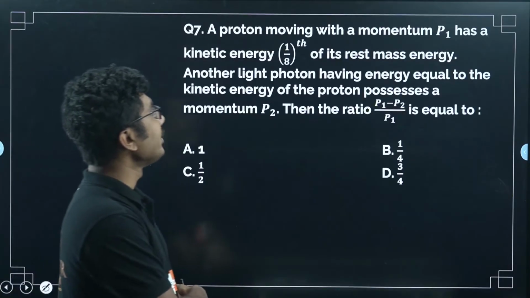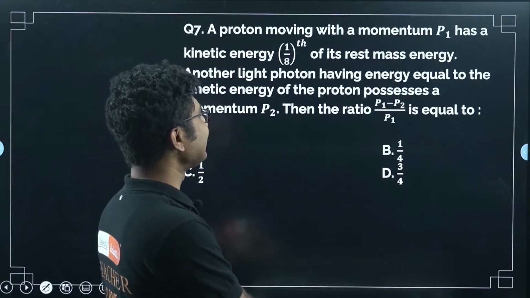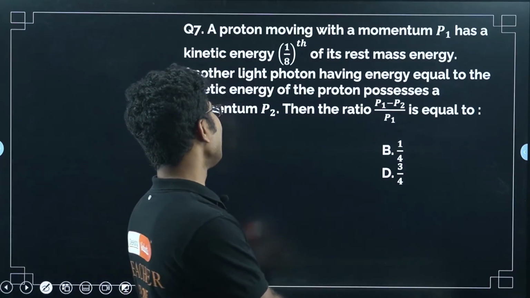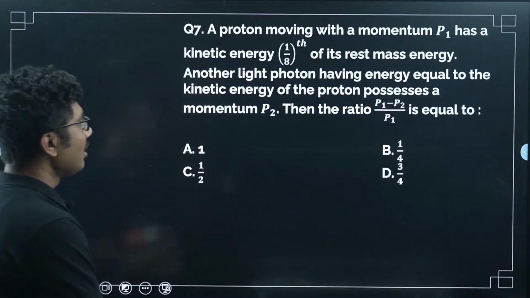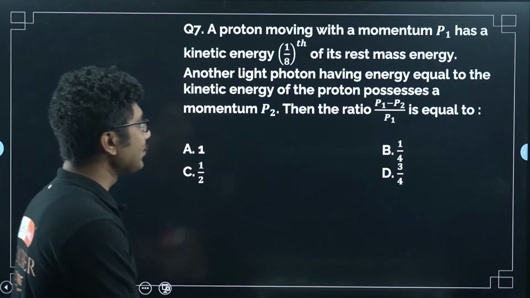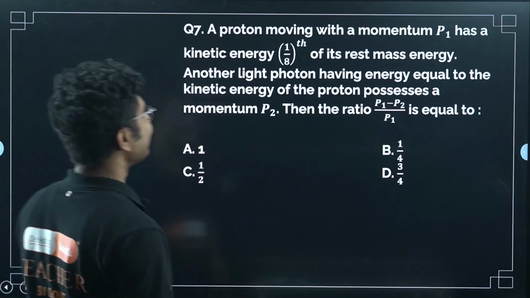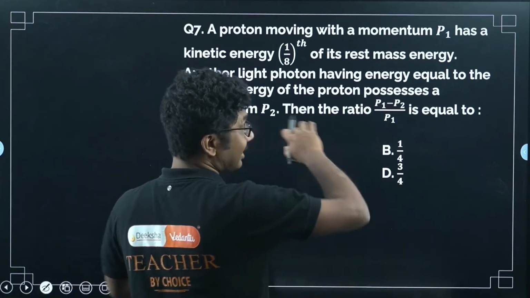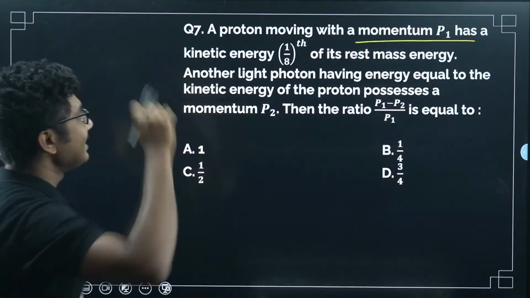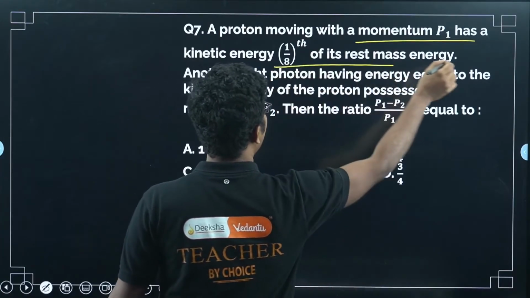A proton moving with a momentum P1 has a kinetic energy 1/8 of its rest mass energy. Another light photon having energy equal to the kinetic energy of the proton possesses a momentum P2. Then the ratio of P1 minus P2 by P1 is. So let us first see what is given. So momentum of the proton is P1 and it is 1/8 of its rest mass energy.